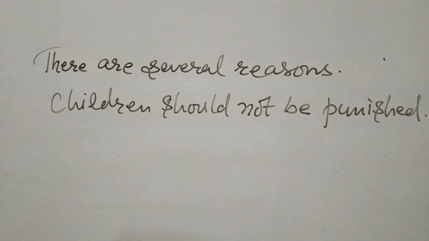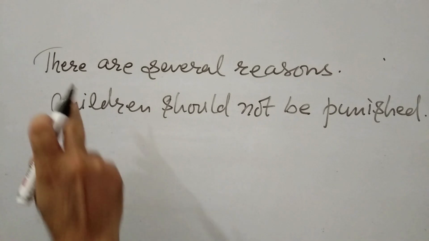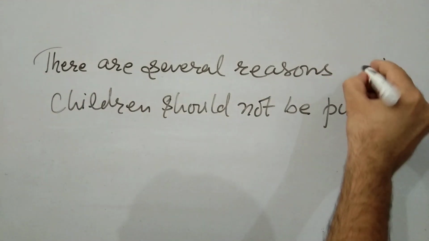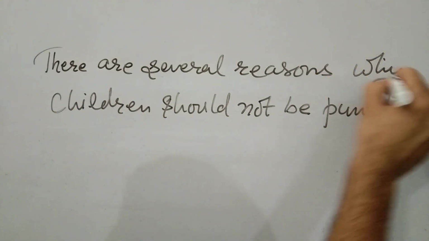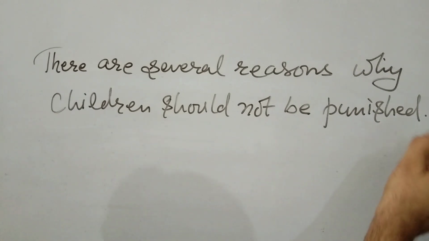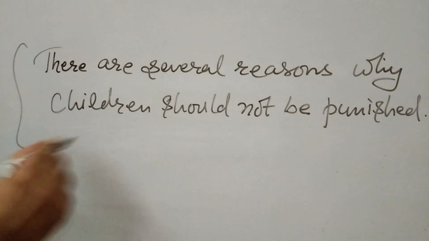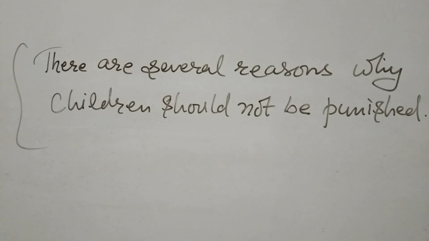This is a very good example for IELTS writing. There are several reasons, full stop. Children should not be punished. So now both sentences are independent and can be combined together: there are several reasons why children should not be punished. So now this became a complete sentence with a principal clause and a subordinate clause. So this is your complex sentence.